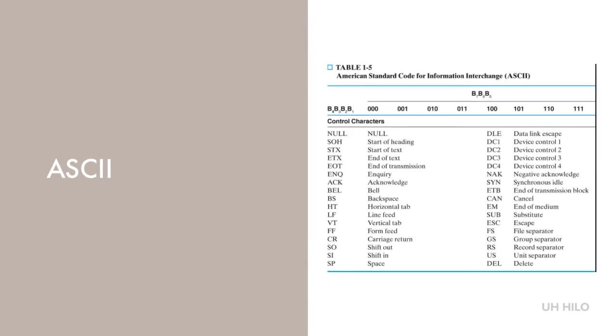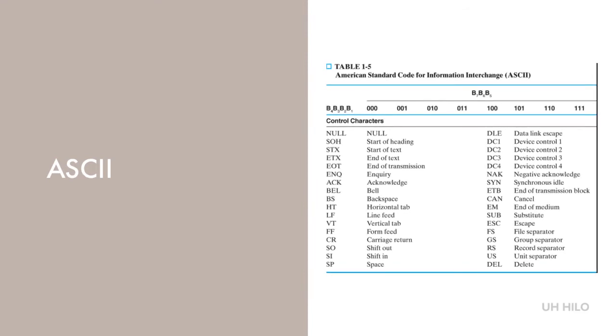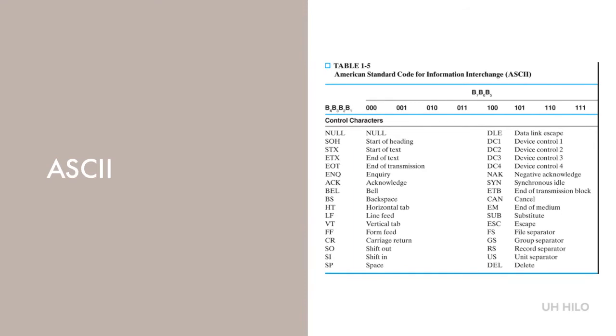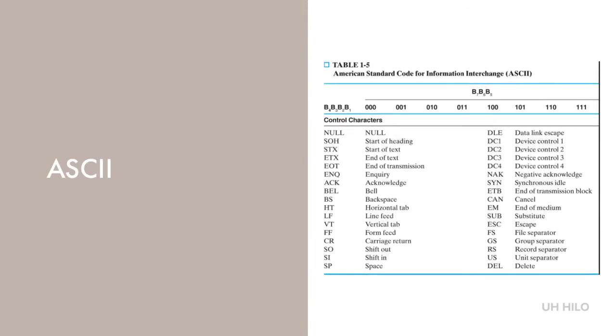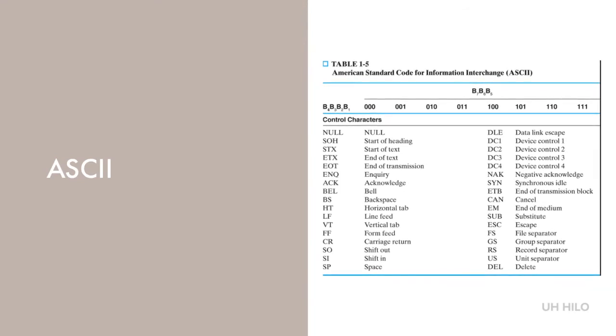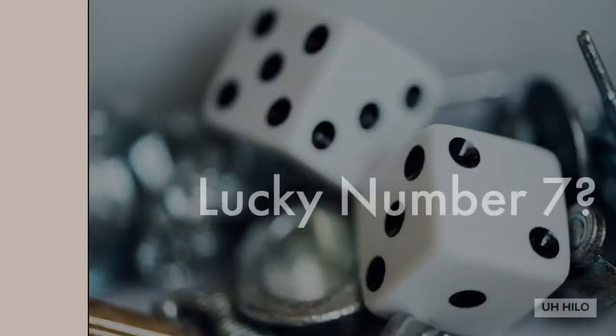In looking at ASCII, you'll notice there are also 34 control characters. These control characters can be divided into 3 types. Format effectors, for example the horizontal tab or HT. Information separators, for example the record separator RS. And communication control, for example start of text or STX.